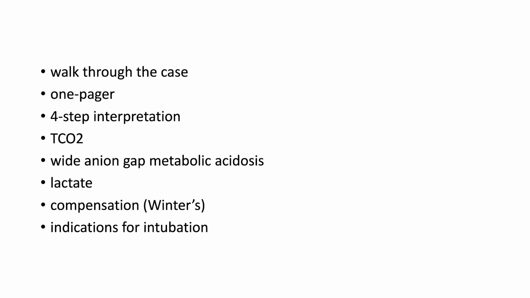So we're going to walk through the case that Star 7 brought to us. We're going to go through the one-pager for blood gas interpretation, the four-step interpretation that's part of that one-pager. We're going to review total CO2 and how the ISTAT handles that. We're going to review a wide anion gap metabolic acidosis. We're going to talk about lactate. We're going to talk about compensation and Winter's formula in this particular case that we'll use, and indications for intubation as they relate to this particular case.